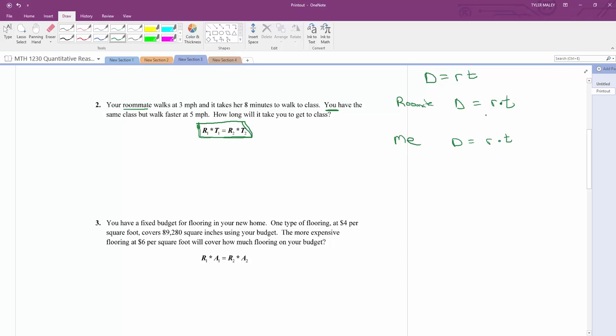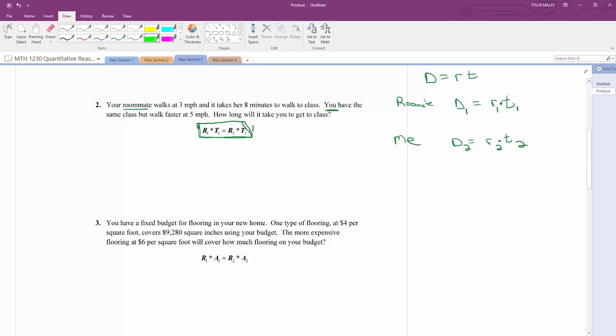Except one thing in mathematics that we have to think about is that our distances aren't necessarily going to be the same, nor our speed and our time. So to differentiate this, we use subscripts. I could call this D1, R1, and T1, and I could call this D2, R2, and T2. I'm using the ones to denote the variables for the roommate and twos to denote the variables for you.